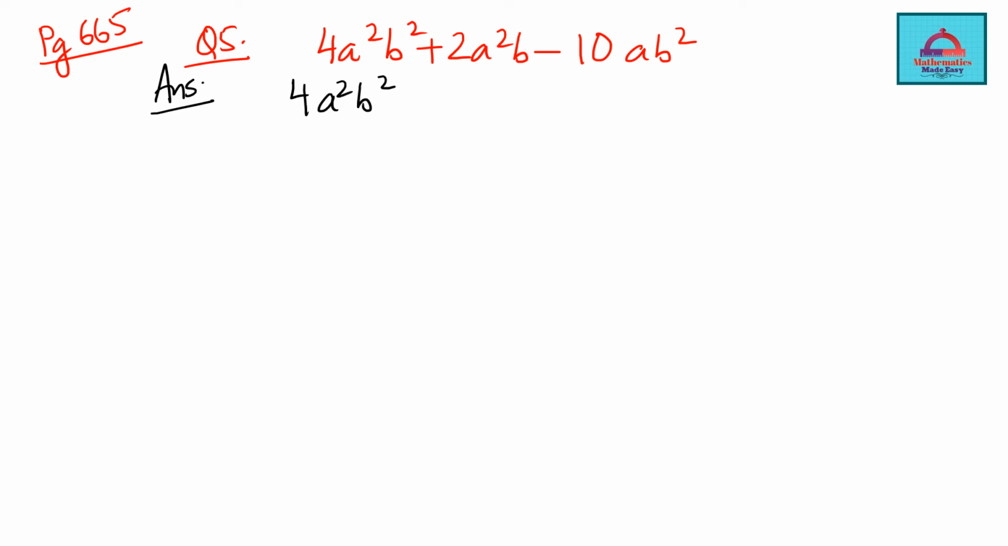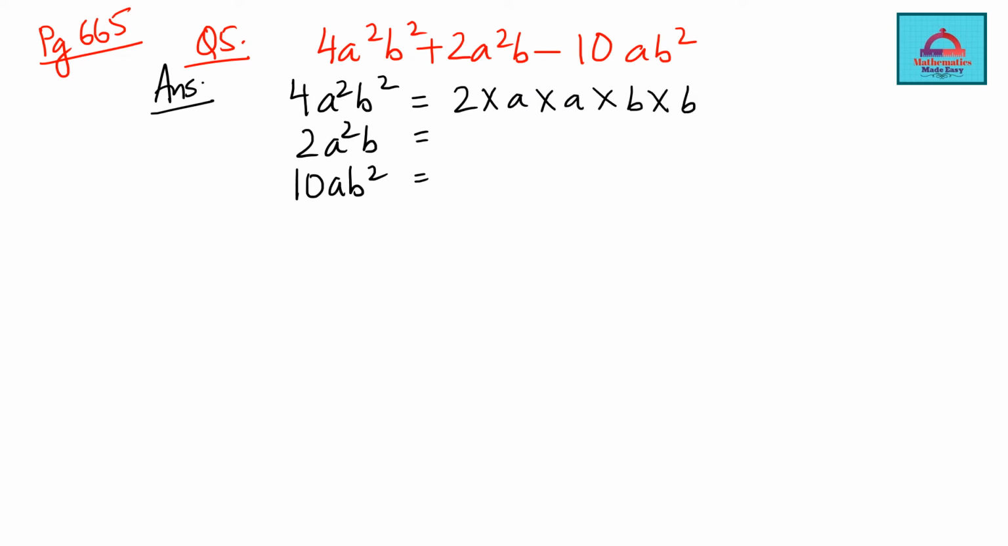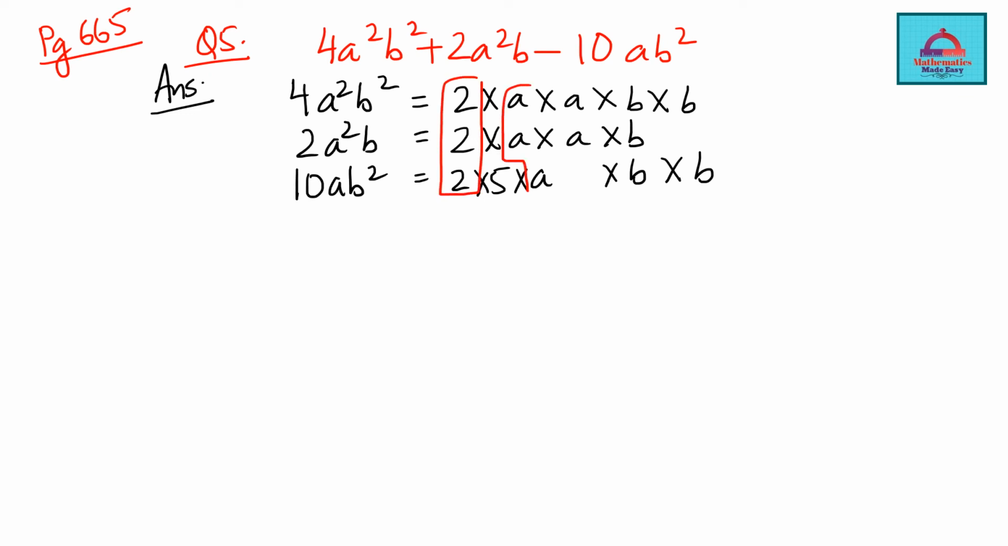So we are going to go a little quick in our factorization. So this can be written as 2 multiplied with a multiplied with a multiplied with b multiplied with b. These are the factors. This can be written as 2 multiplied with a multiplied with a multiplied with b. This can be written as 2 multiplied with 5 multiplied with a multiplied with b multiplied with b. So what is the GCF? 2 from here, a from here and b from here.